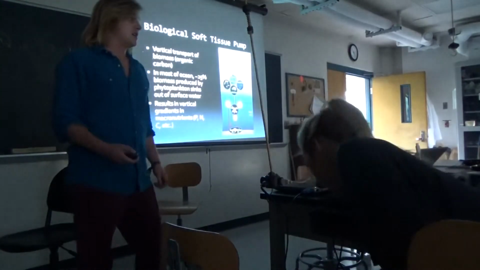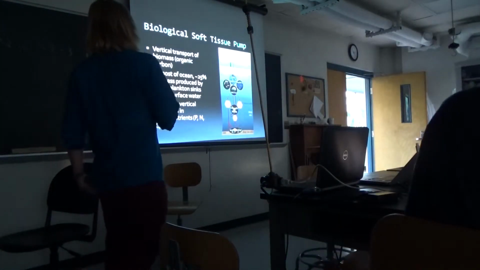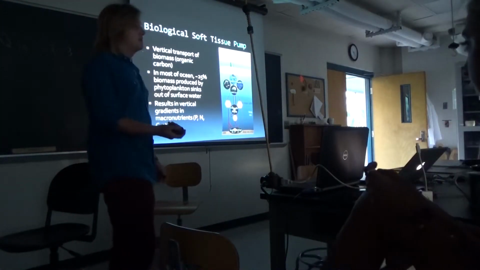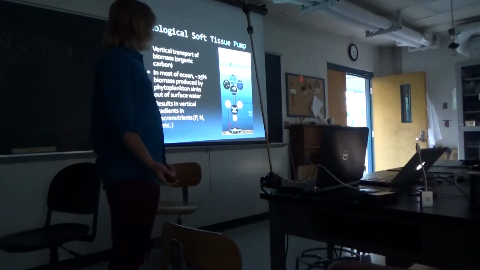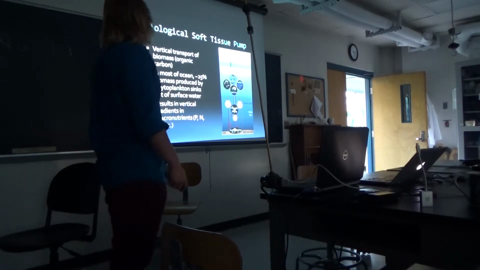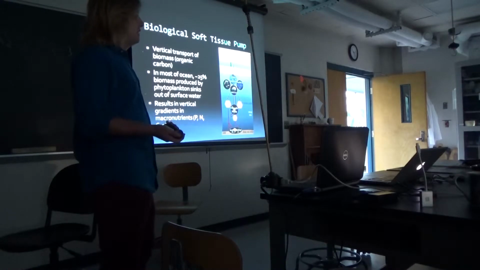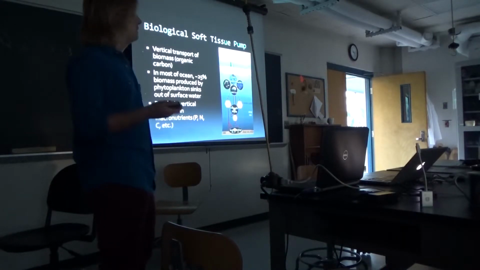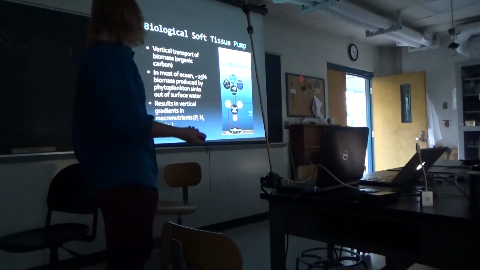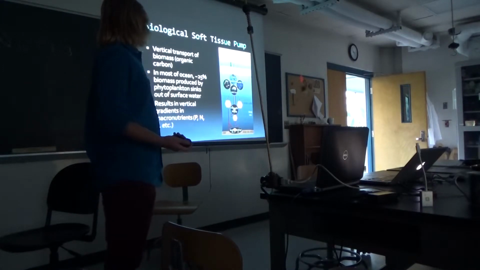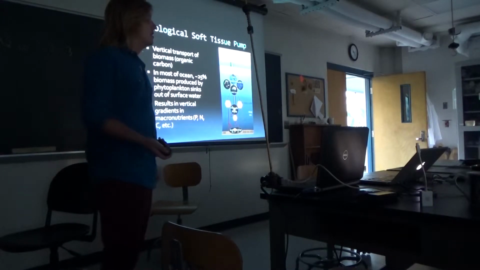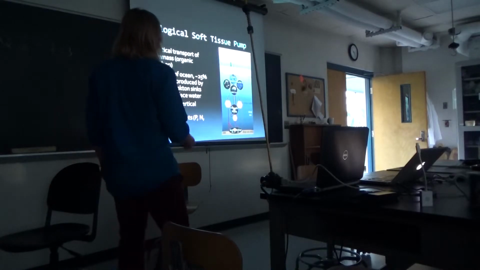The biological soft tissue pump is an important concept in this paper. It basically describes the vertical transport of organic carbon or biomass. In most of the ocean, approximately 25% of the biomass produced by phytoplankton during photosynthesis sinks out of the surface water, and this results in vertical gradients in macronutrients such as carbon.